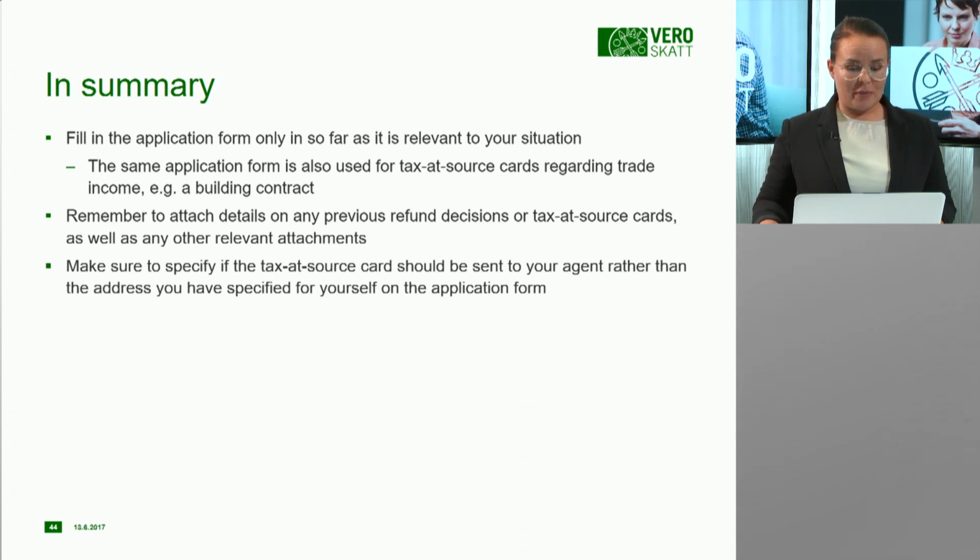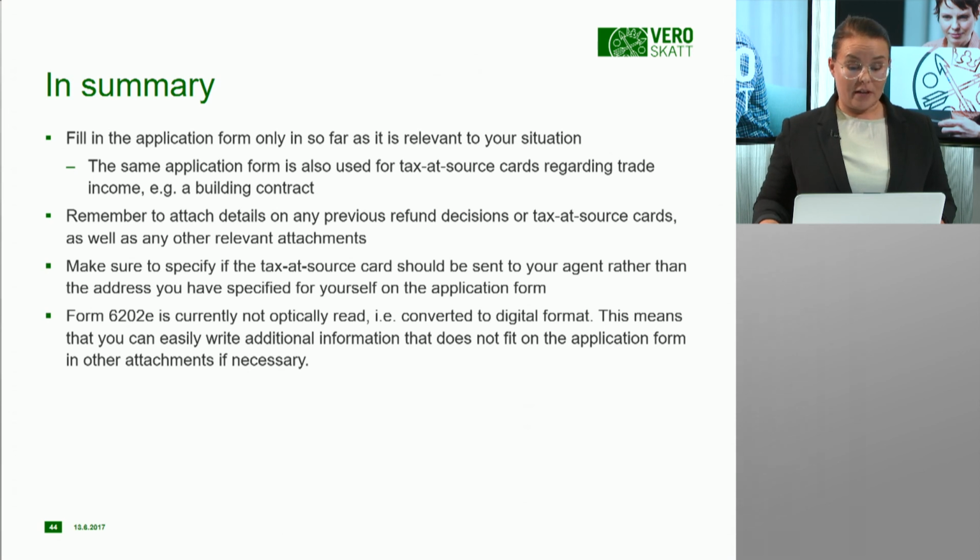And make sure to specify if the tax at source card should be sent to your agent rather than the address you have specified to yourself on the application form. And also, the form 6202E is currently not optically read, so in other words, converted into digital form. This means that you can easily write down the additional information that does not fit in the application form in other attachment if necessary. So you can fill in some extra information to the cover letter if necessary.